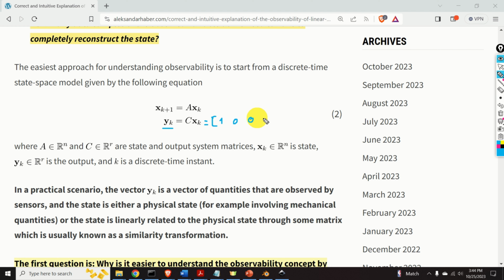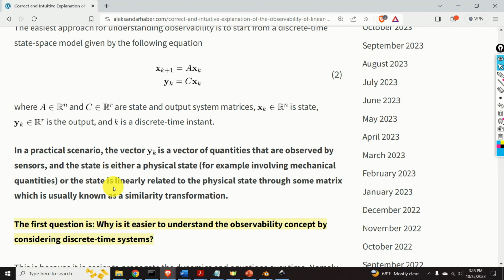Multiplying x1, x2, x3, and x4, and this gives x1. To summarize, in a practical scenario, the vector yk is a vector of quantities that are observed by sensors, and the state is either a physical state, for example, involving mechanical quantities, or the state is linearly related to the physical state through some matrix, which is usually known as a similarity transformation.